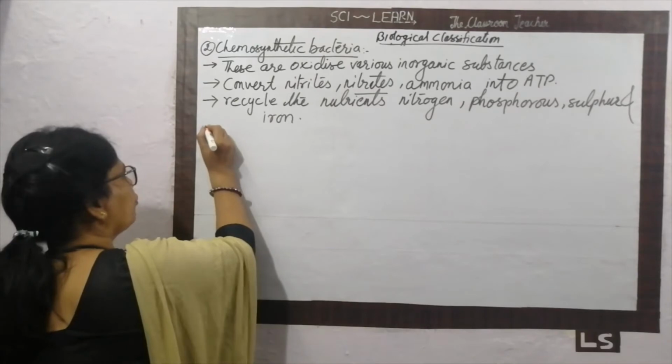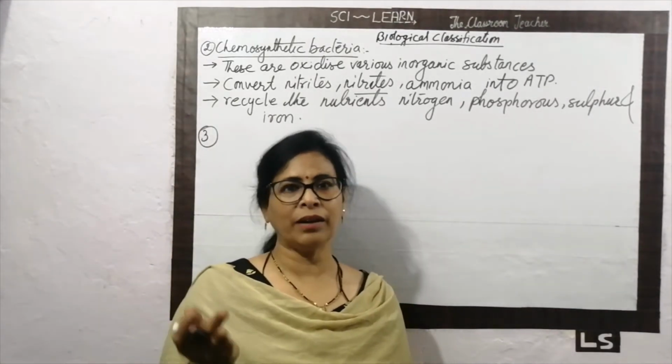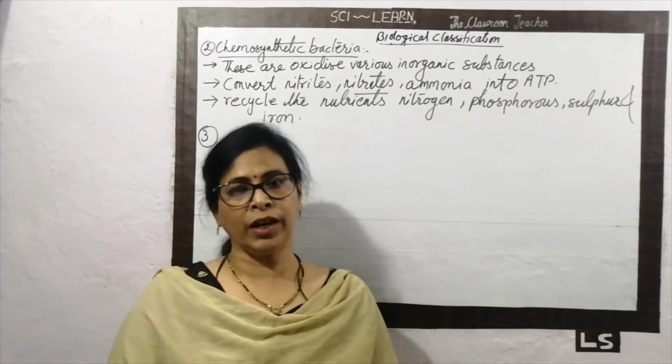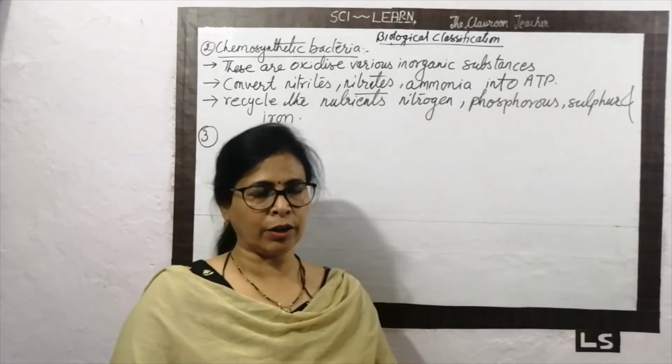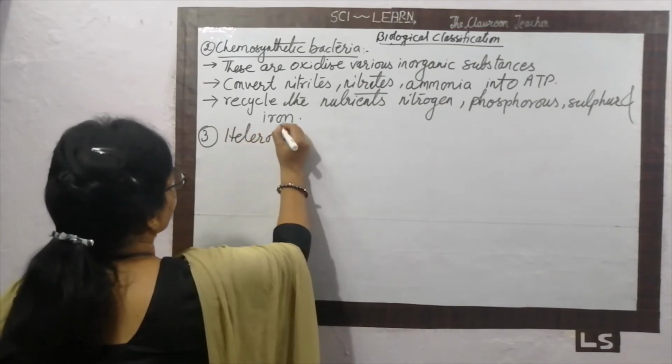The third type of Eubacteria is the heterotrophic bacteria. As we know, bacteria are classified into two groups on the mode of nutrition, autotroph and heterotroph. Next is the heterotroph, and this heterotrophic mode of nutrition is there, so it is called the heterotrophic bacteria.